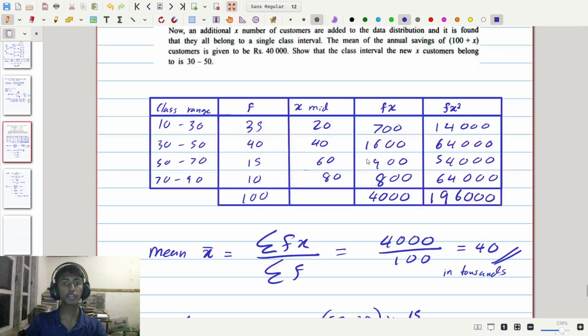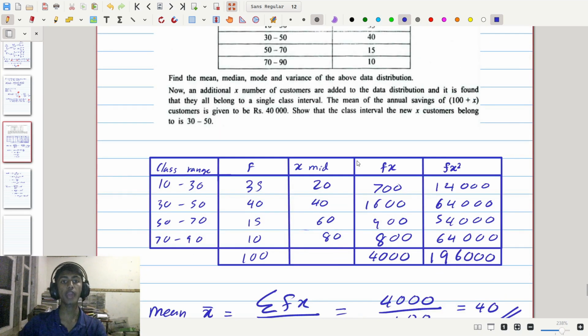Now for the last part of the question, we are given that we are going to add another x number of individuals into our set of distributions, and then when we do that, all of these x people are going to be in a single class interval, and the mean of the annual savings of the 100 plus x people is 40,000 rupees, and given this we have to show that the class interval that the new x customers belong to is the 30 to 50 interval.